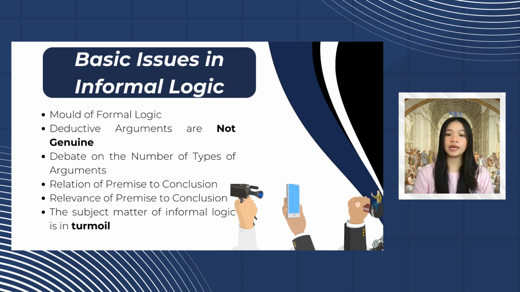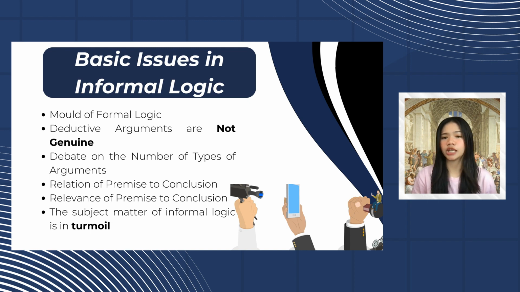Well, here we have the basic issues in informal logic. First is the mold of informal logic. Informal logicians try to avoid traditional models as they believe that these are molds of formal logic.